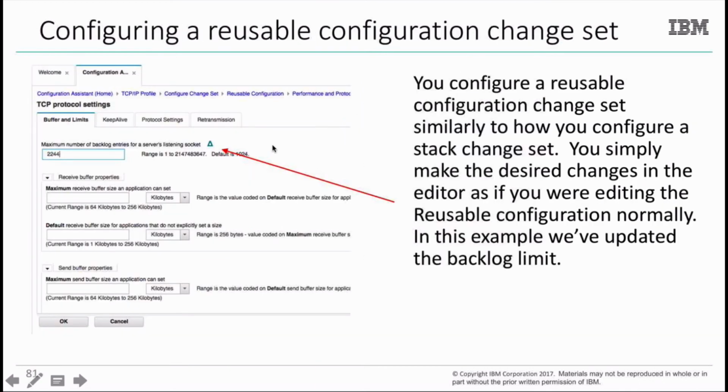So here's an example where I'm going to make a change. I'm going to change the maximum number of backlog entries. I've already made the change here. You configure it the same way you would configure it in a reusable configuration. You simply make the changes you want as if you were editing it normally. In this case, we've updated the backlog limit to 2244 from whatever it was before in this reusable configuration.